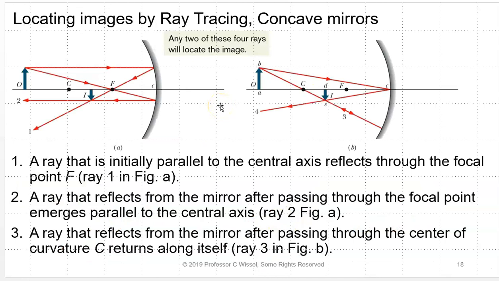Now, we can ray trace for concave mirrors. In the old days, this is how we literally did this. Now we have calculators. We usually use the lens equation or the mirror equation to do this. Now, a ray that is initially parallel to the central axis, so that's this one, will reflect through the focal point F. That's this ray number 1 here. A ray that reflects from the mirror after passing through the focal point will emerge parallel to the central axis. That's that reversibility thing we talked about before. A ray that reflects through the center of curvature will pass back on itself. So it just returns the way it came.